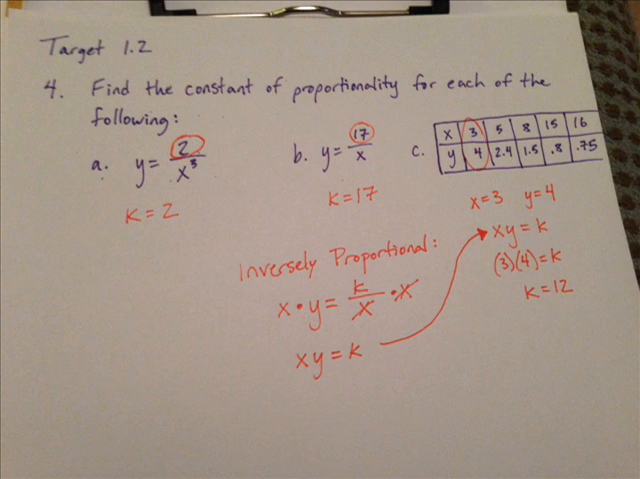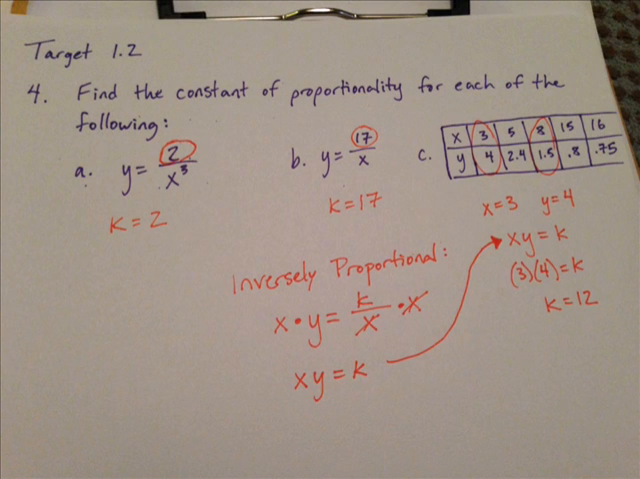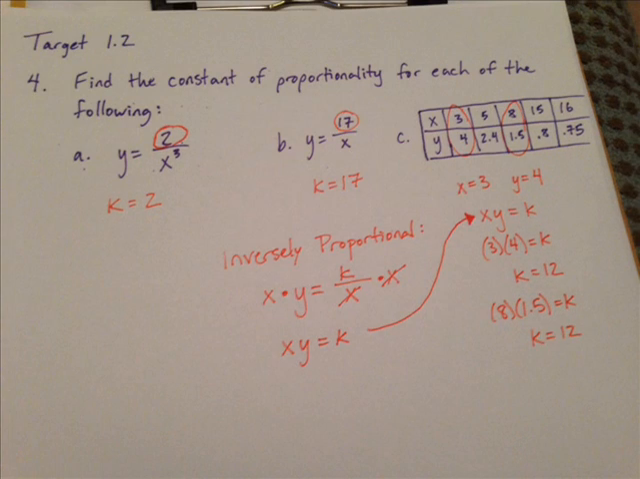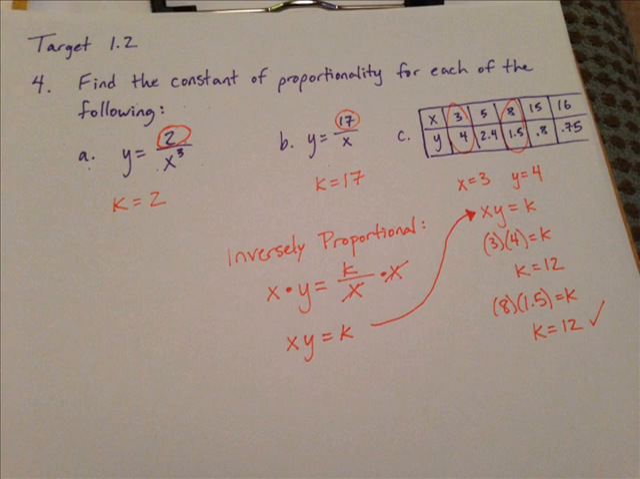To double check this and make sure it works for all the values, we can pick another pair. So let's say we picked 8 and 1.5. If you do 8 times 1.5, you also get k equals 12. So it does work. And this is the way you solve the problems when you have a table or when you have a graph.